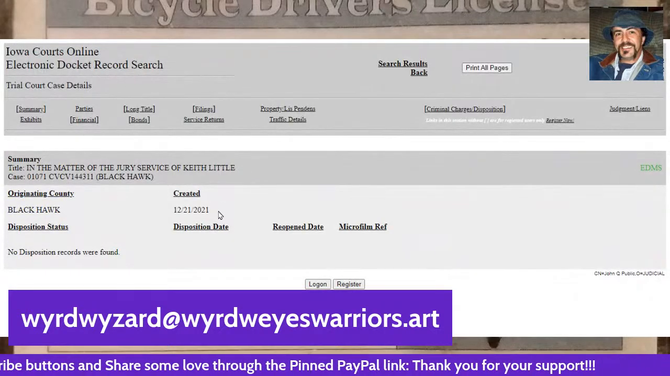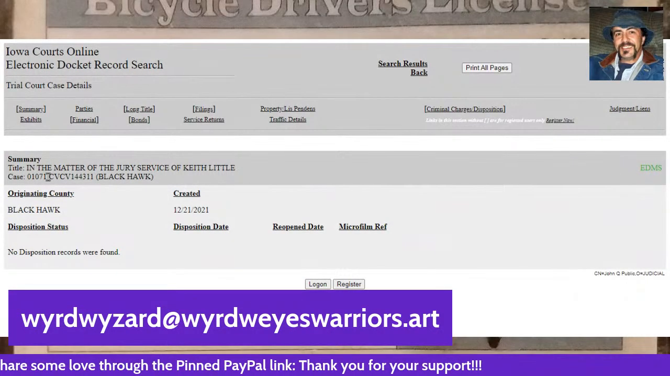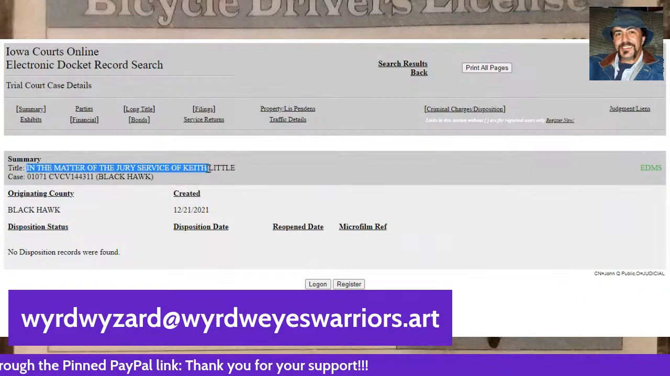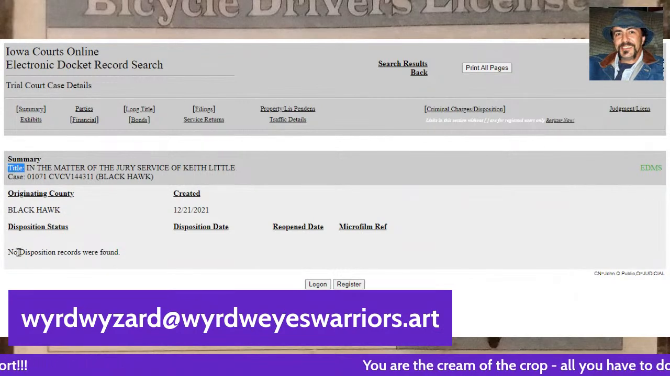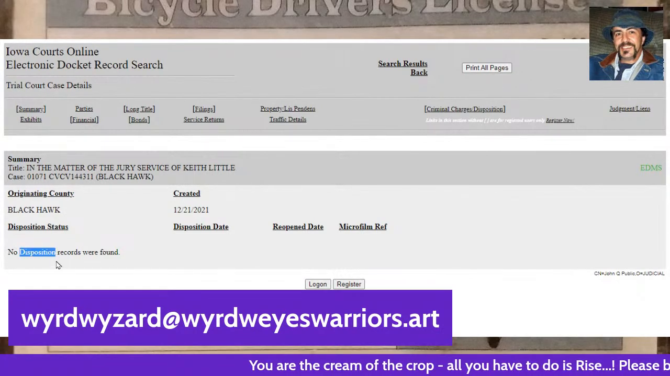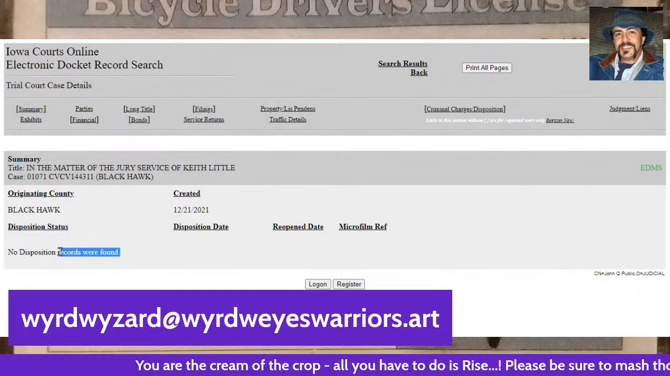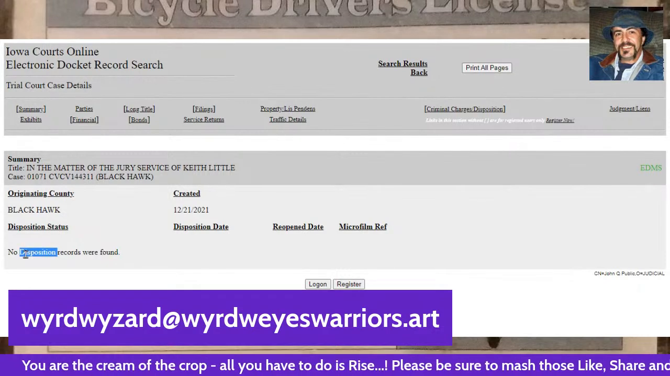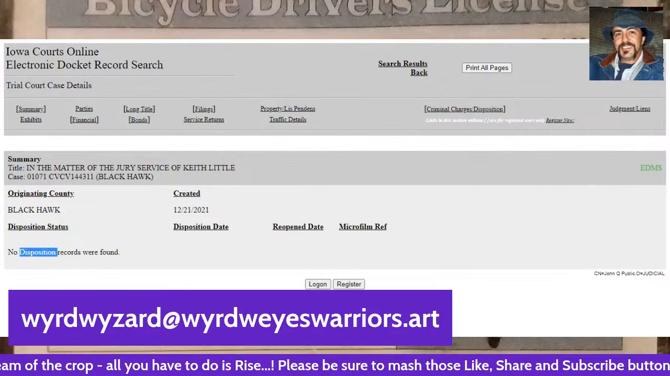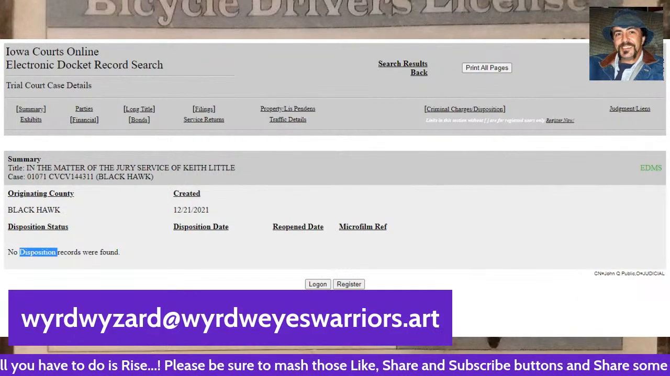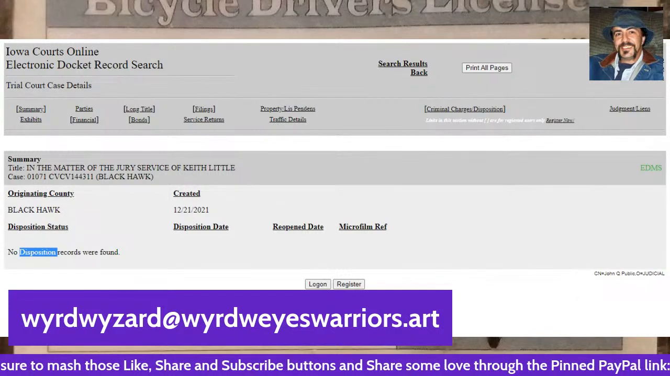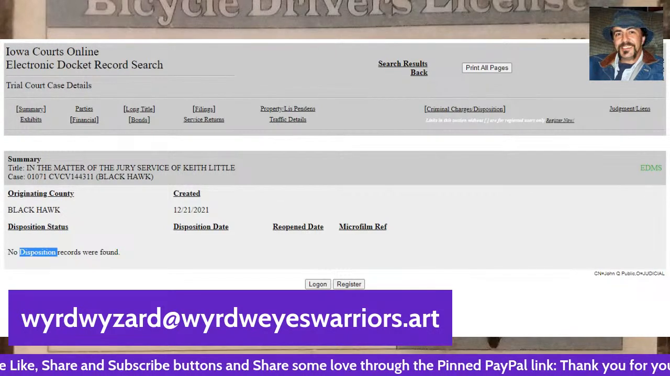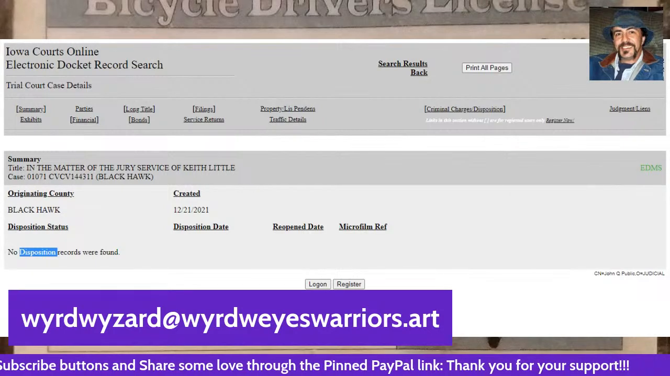And this is the bench warrant in the matter of jury service of Keith Little. Notice it says title. Okay. Notice it says no disposition records were found. Disposition, that's in regards to your disposition hearing or the initial appearance. They oftentimes call it a disposition hearing because they're going to disposition you. You're in one position and they're going to position you in another position.